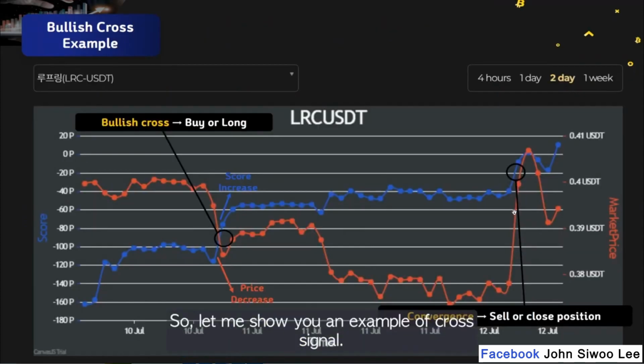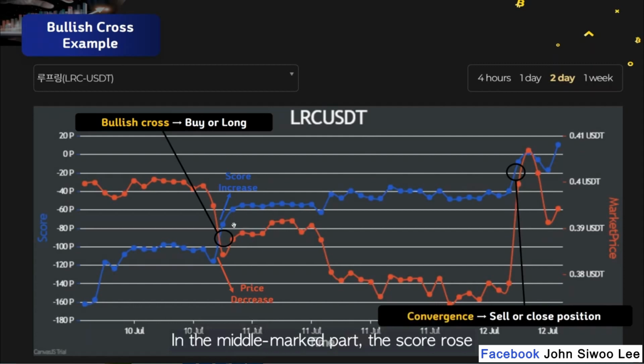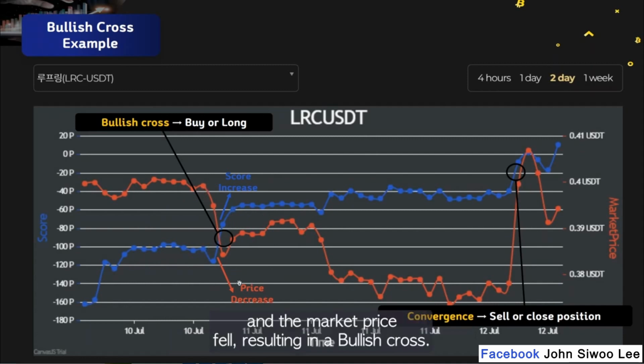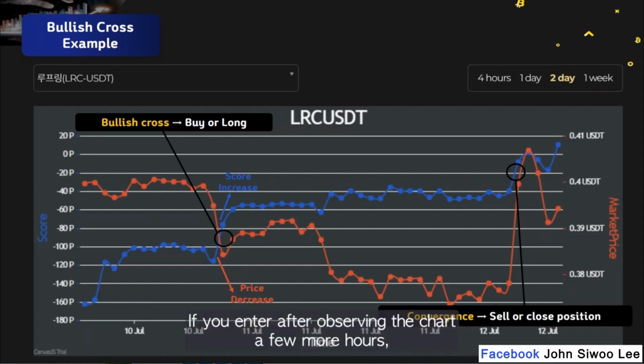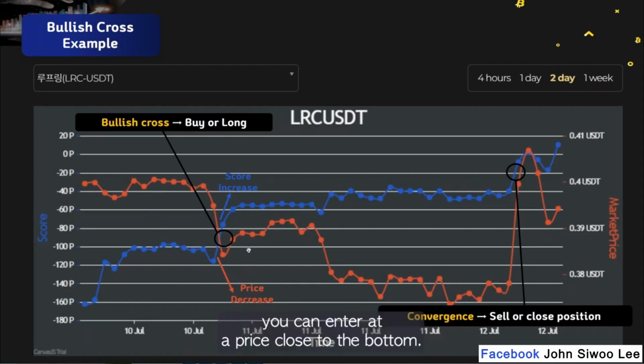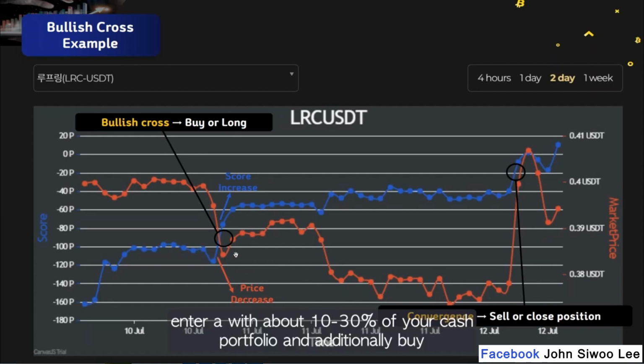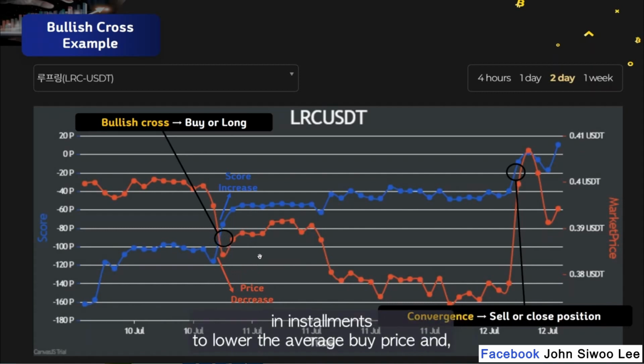So let me show you an example of cross signal. In the middle mark part, the score rose and the market price fell, resulting in a bullish cross. That is a strong buy or long signal. If you enter after observing the chart a few more hours, you can enter at a price close to the bottom. But if you enter immediately after the signal is issued, enter with about 10 to 30% of your cash portfolio and additionally buy in installments to lower the average buy price and minimize the loss.